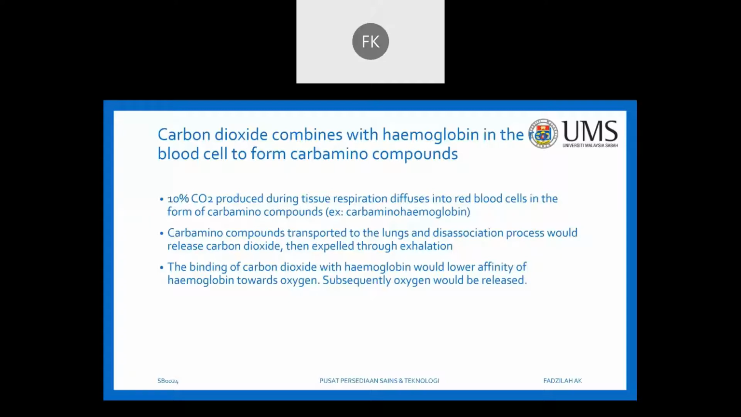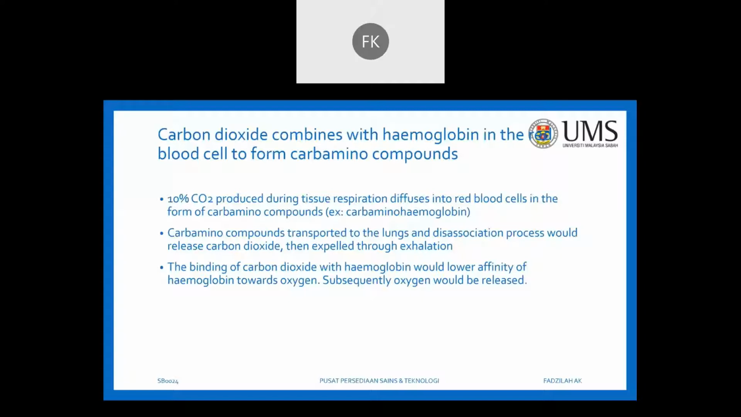This is a combination between carbon dioxide that diffuses into hemoglobin and combines with hemoglobin. So we have carbamino hemoglobin. Carbamino compounds are transported to the lungs and the dissociation process would release carbon dioxide. And likewise, when this carbamino compound is converted to carbon dioxide in the lung, the carbon dioxide will be expelled. How? Exhalation. So you exhale out.